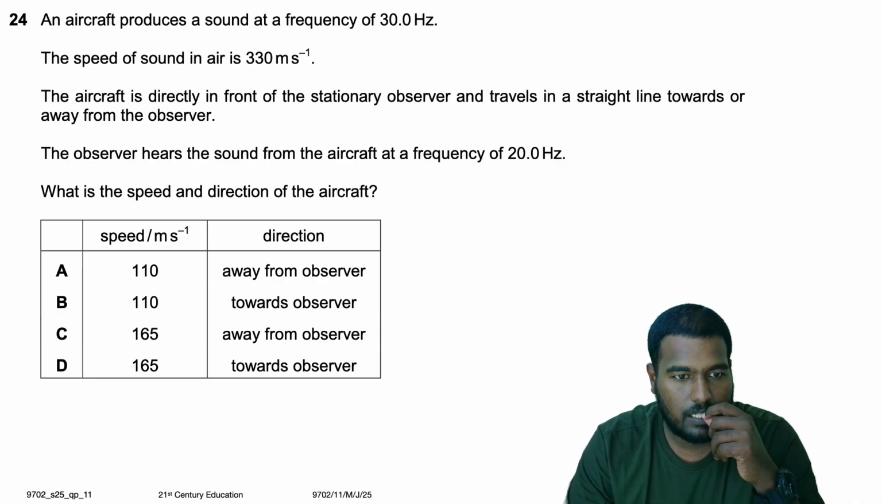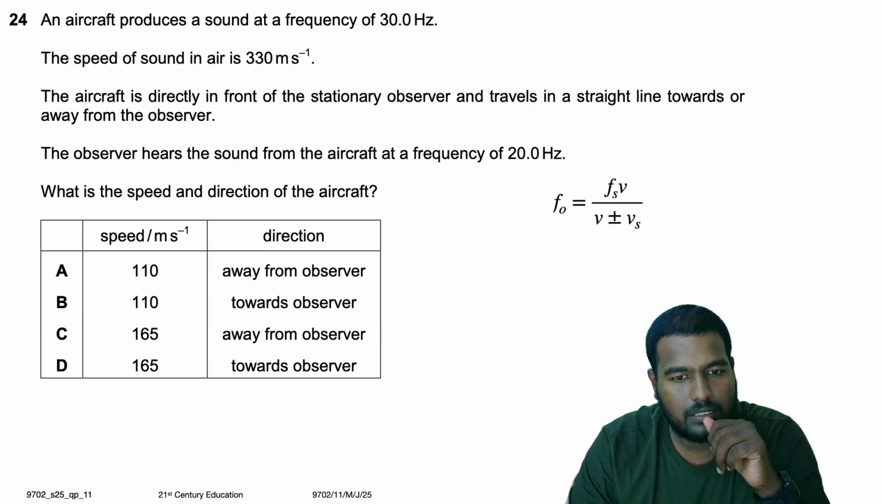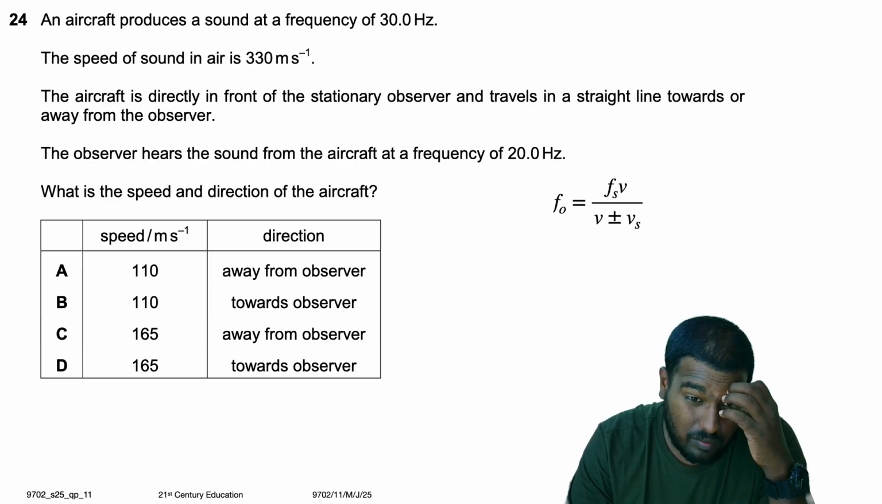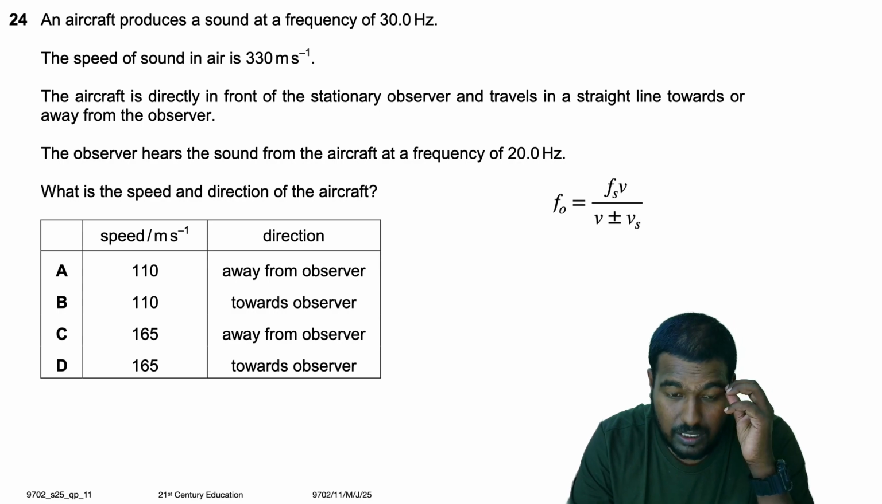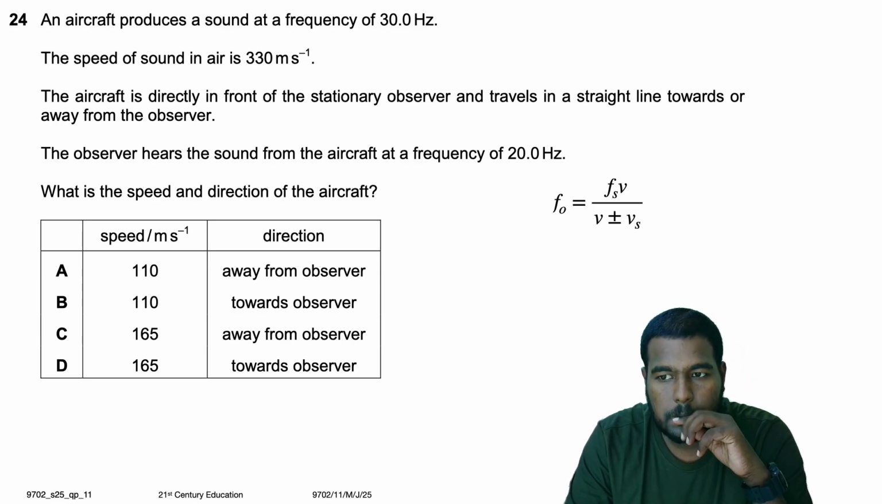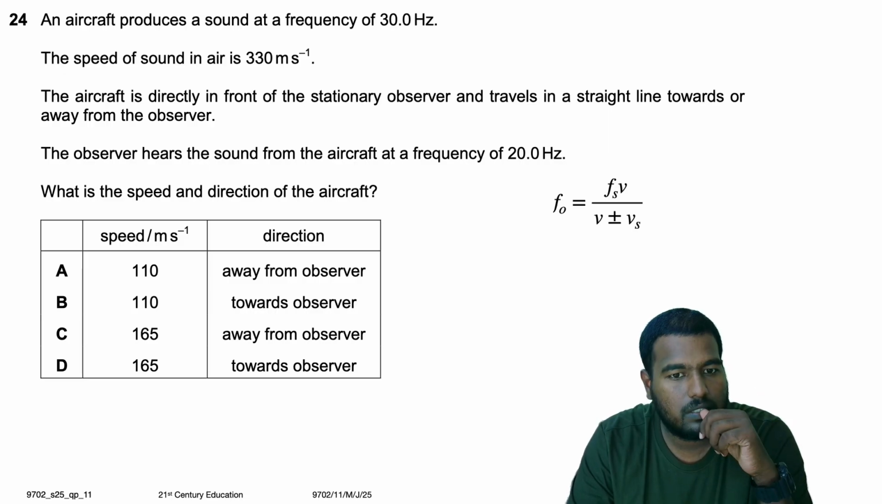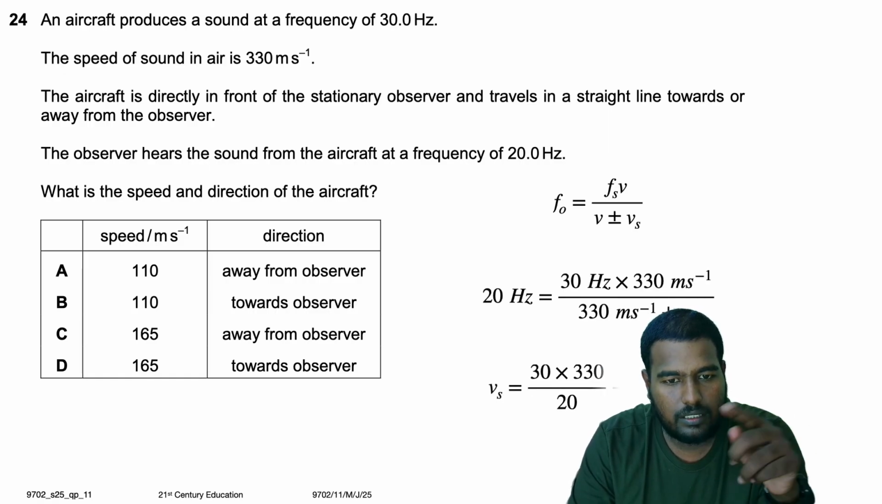We know that f naught is fs into v divided by v plus or minus vs. This formula is in the front page. If it is moving away, then v plus vs. If it is moving towards, then it is v minus vs. v is velocity of sound and vs is velocity of the source. So f naught is 20. So 20 hertz is 30 hertz into 330.